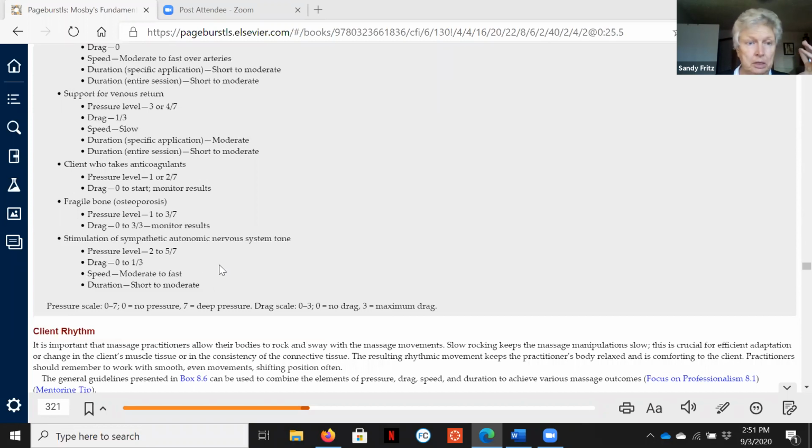A really good anti-arousal massage would be described as pressure levels from 2 to 5 on a scale of 7. Drag, 0 to 1, maybe even up to 2 on a scale of 3. Speed, moderate, and duration would be short to moderate. And this is going to encourage somebody to perk up a little bit.